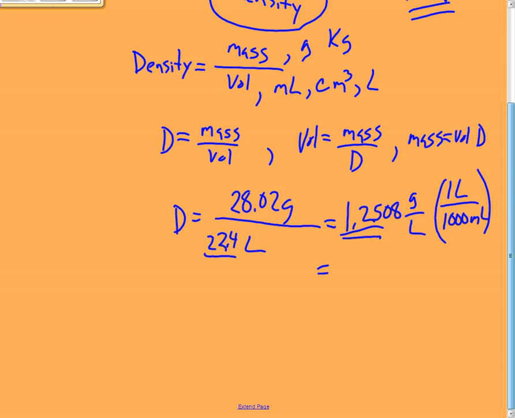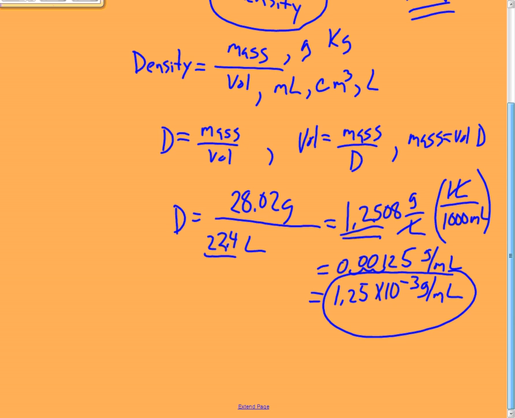So that would equal 0.00125 grams per milliliter. Notice my liters cancel, and I'm left with grams per milliliter. So writing this in scientific notation, 1.25 times 10 to the what? 1, 2, 3. 10 to the negative third grams per milliliter. There we go. That is the beautiful answer to our question.